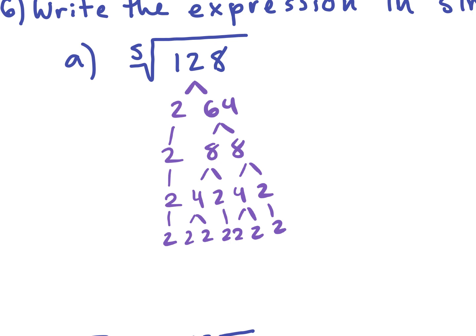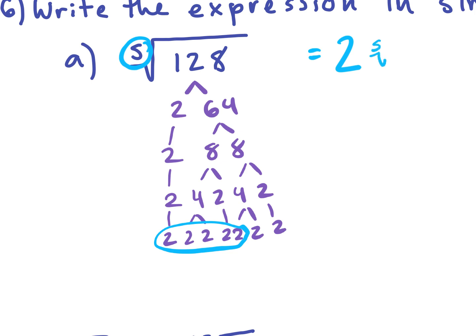I'm circling how many of a kind? 5. So I have 5 2s here. So what's going to come to the outside? A 2, because I had 1 circle of 2s. What would come next? Is it the square root?